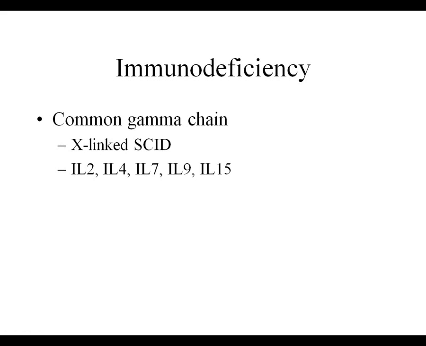So if you have common gamma chain SCID, which we still believe is the most common form of SCID, it's X-linked. You're not going to have T cells or NK cells. So you're going to have T negative, B positive, NK negative SCID. IL-15, IL-2, and 7 are important for T and NK cell survival.